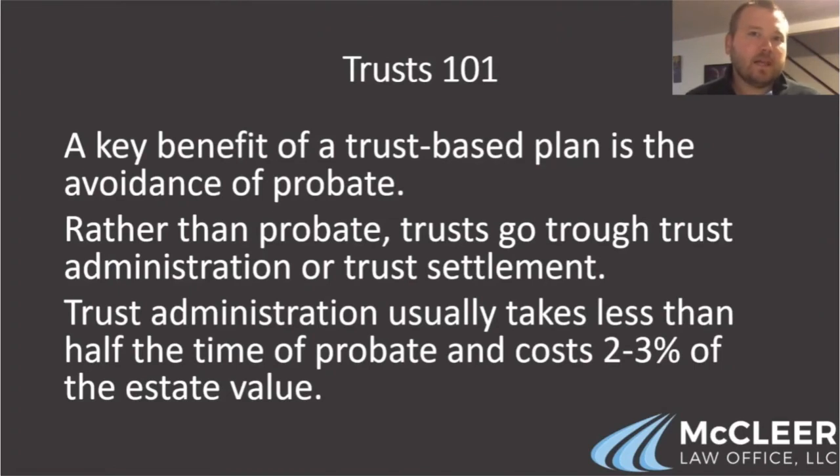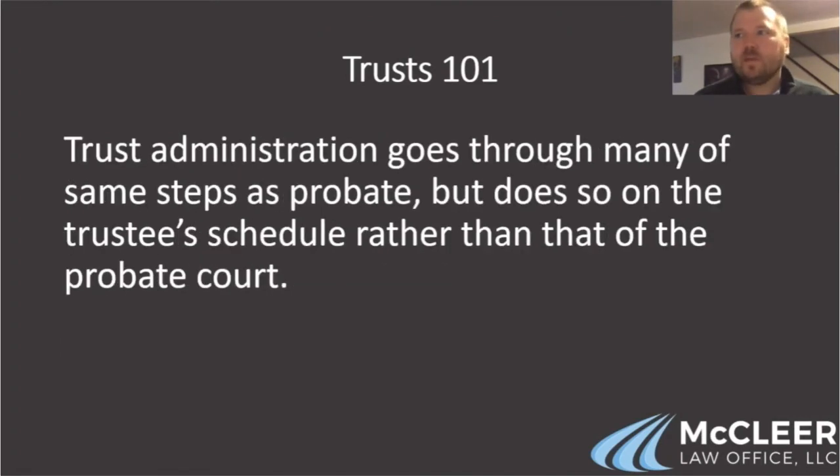That may not seem like much, but even a 2% difference on, say, a $500,000 estate, that's $10,000 you are preserving for your family. So trust administration goes through the same beats as probate, but you're not doing it on the court's calendar. The probate court calendar could set things off for weeks or months at a time, as opposed to your family doing it on their own time. That's why it can be cleaned up a lot faster once all the creditors are notified and satisfied.